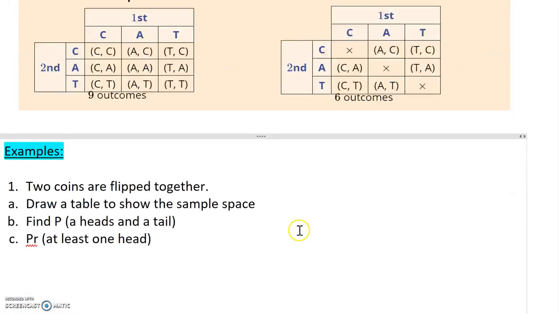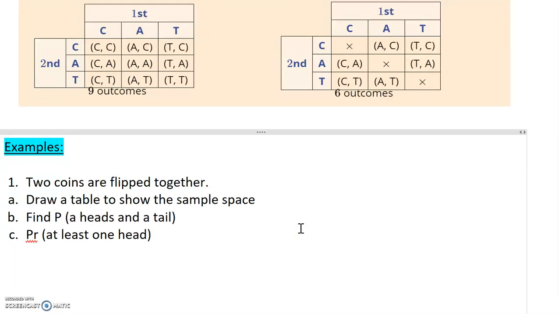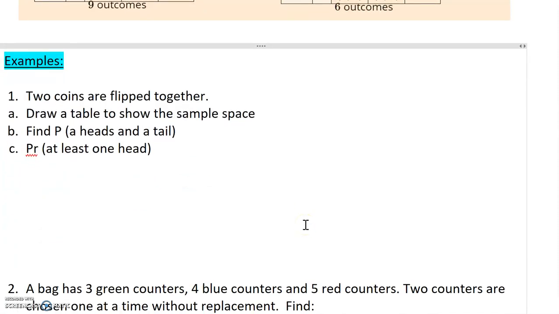Okay, so let's look at an example. First example, two coins are flipped together. A, draw a table to show the sample space. B, find the probability of getting a head and a tail. And C, find the probability that you get at least one head. So the first thing that we'd like to do is to draw a table. So let's do a table.